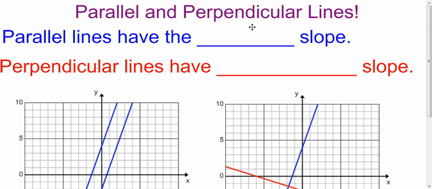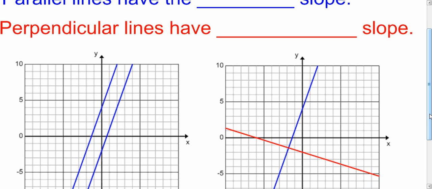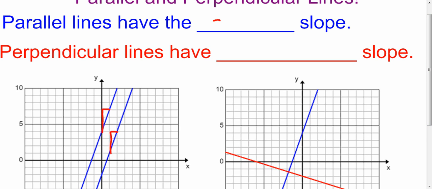What they have in common is their slope. So parallel lines have the same slope. You can see that this one would go up 3 and right 1, and this one also goes up 3 and right 1. So they have the same slope. So parallel lines have the same slope.